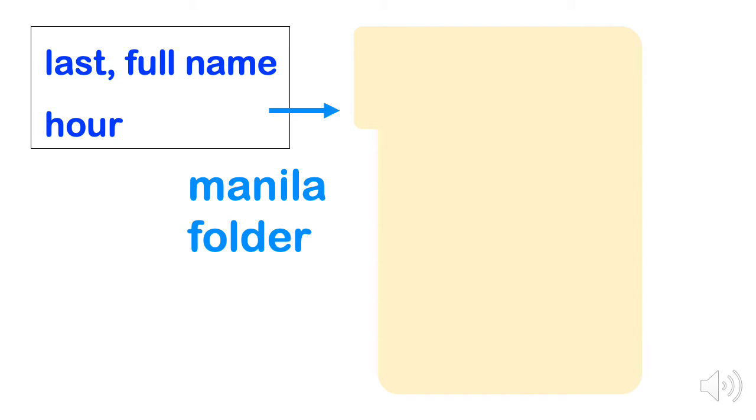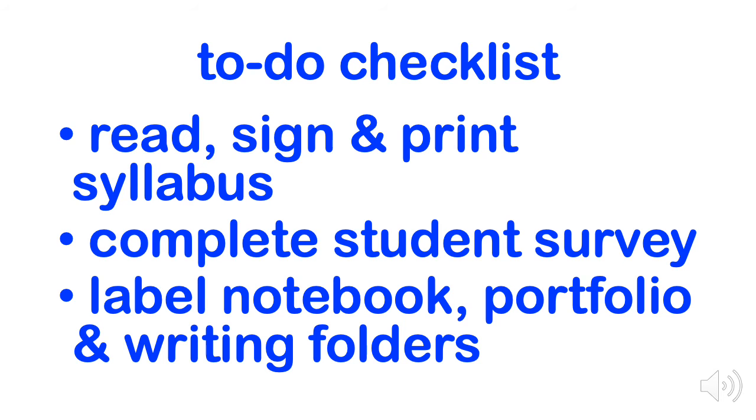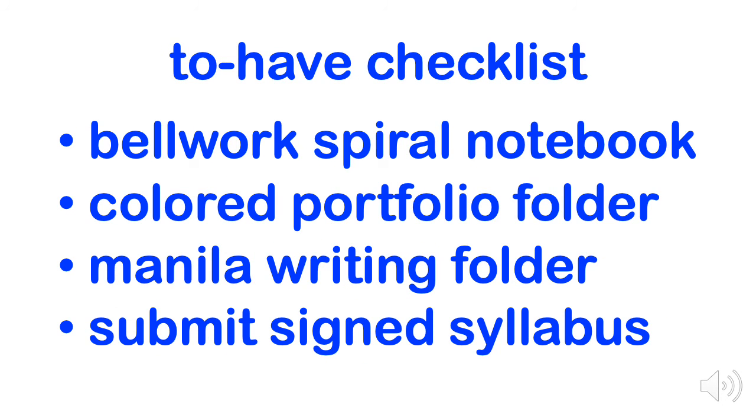Lastly, I'll provide you with a tabbed manila folder. This is your semester-long writing folder. On the tab, write your last name, then first name, then the class hour. Use a label or permanent marker. So, to review, here are the tasks you need to complete in order to begin the course, and here are the items which you'll need to bring with you.